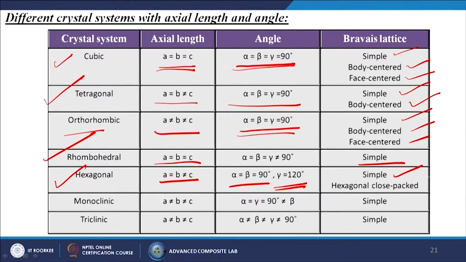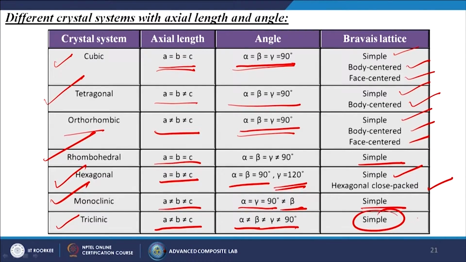It is simple hexagonal, close packed. Then monoclinic: a not equal to b, not equal to c. Alpha is equal to gamma is equal to 90 degrees, but not beta. It is simple. The next one is triclinic: a not equal to b, not equal to c, and alpha not equal to beta, not equal to gamma, not equal to 90 degrees.